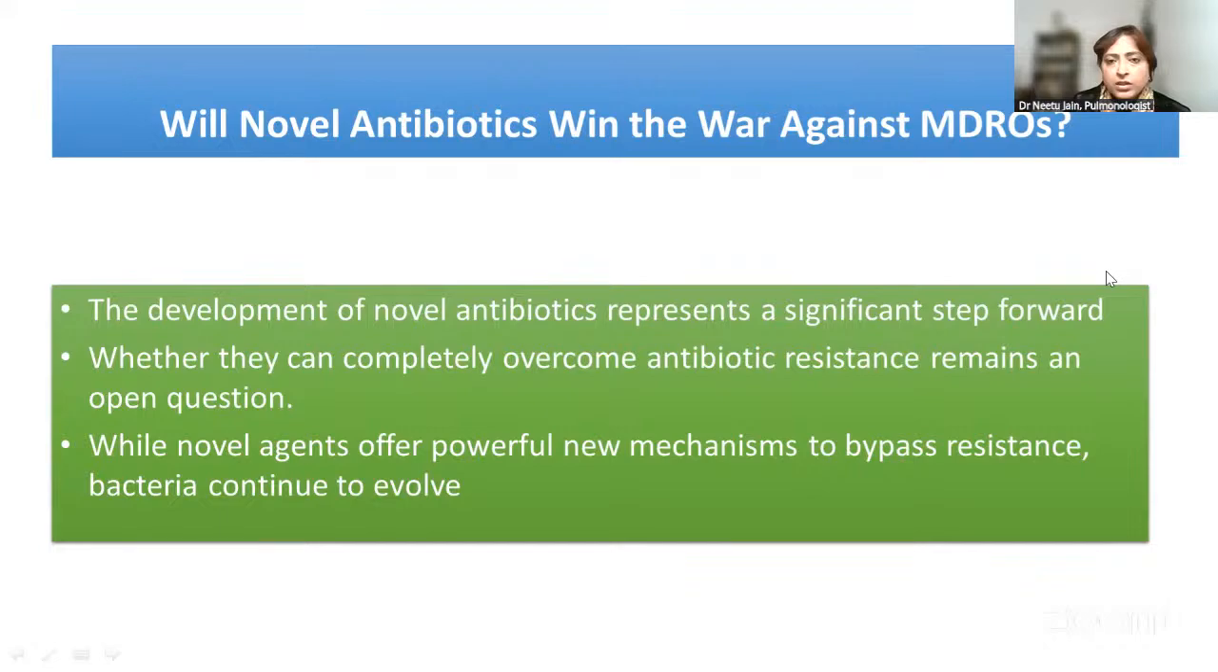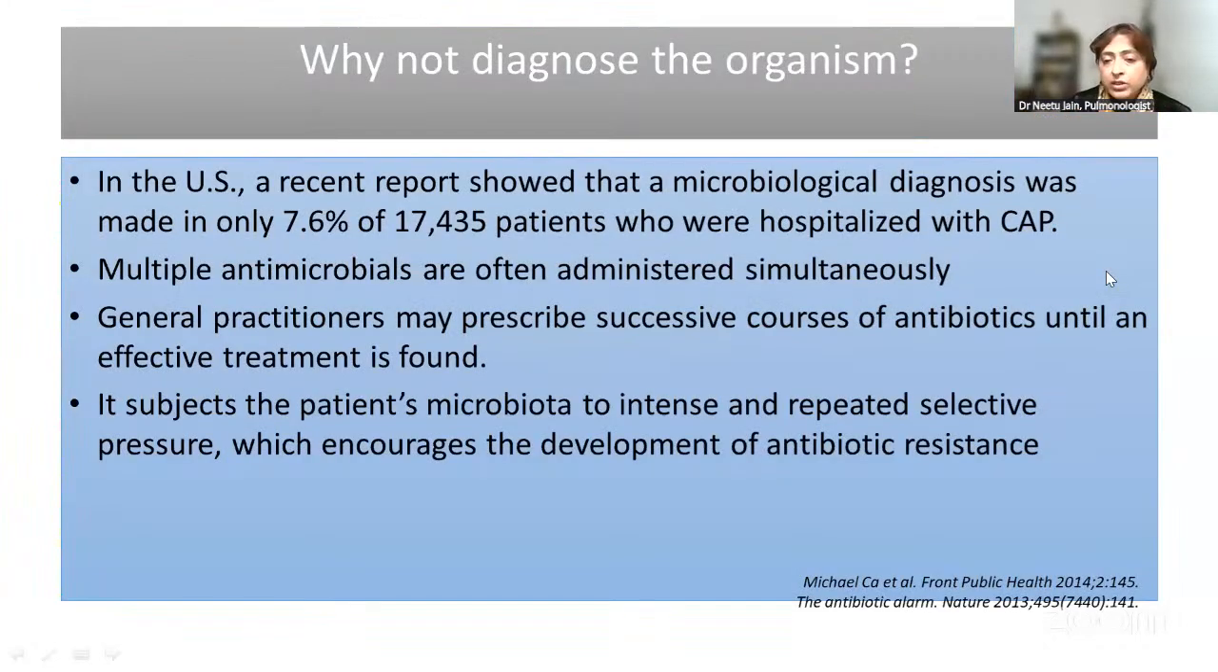So why not diagnose these organisms early so that you can give adequate antibiotic, decrease the incidence of multi-drug resistant organisms, and decrease the incidence of antimicrobial associated adverse effects? Only 7.6% of 17,435 patients who were hospitalized with CAP got a microbiological diagnosis. About 10 or 15 days back, I was reviewing community-acquired pneumonia data for a presentation and found that hardly 10%, even less than 10%, get a microbiological diagnosis in CAP.